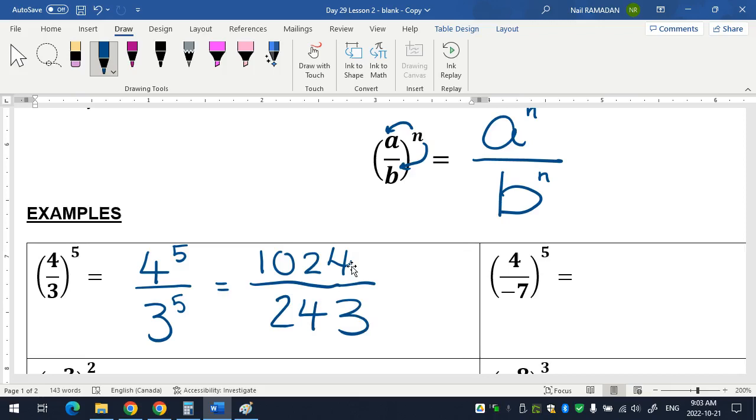Do you think this simplifies? Remember, the big numbers are always scary. But how can you tell that this one can never simplify? You go to the original one. Does 4 simplify with 3? Nope. They're as small as they can get together. Done. You don't have to bother.